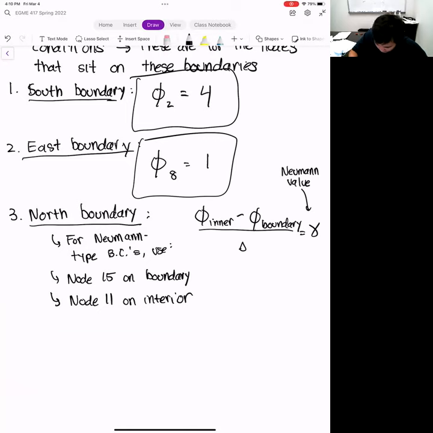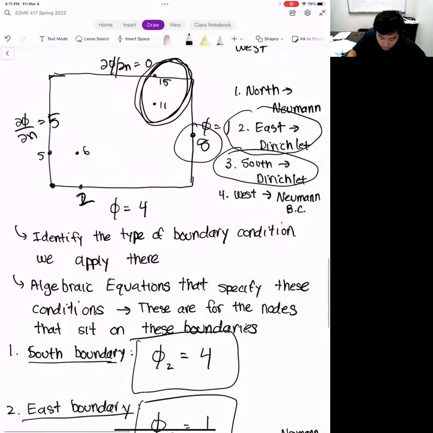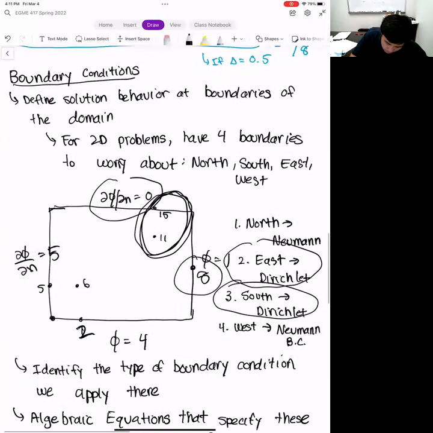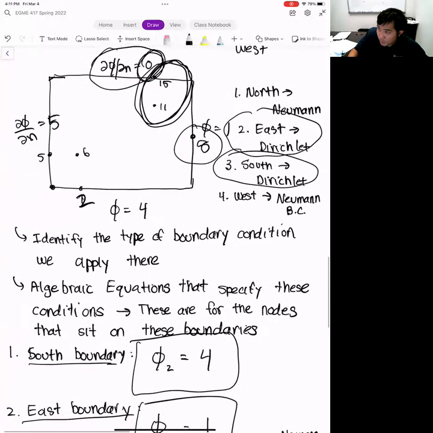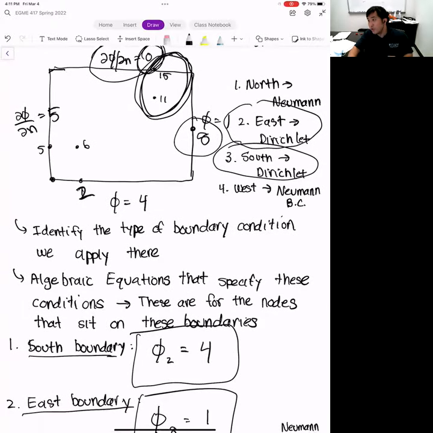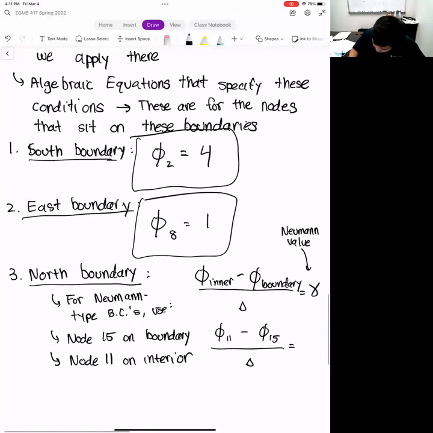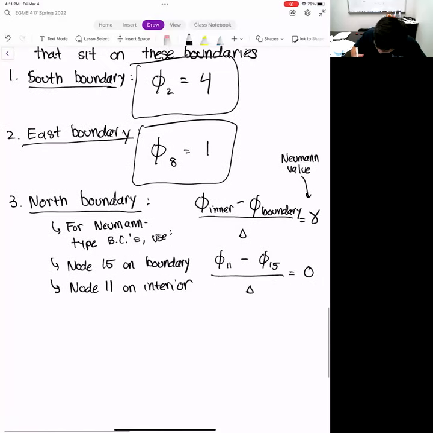So let's go ahead and fill into this equation here. We have phi inner, and phi inner here is going to be phi 11, minus phi boundary. So phi boundary here is going to be phi 15. We divide that by the grid spacing, and this is equal to the Neumann value, which for the top boundary is just going to be 0. When I say Neumann value, that's the value that the problem specifies that we want to set equal to the derivative. And so this is going to be equal to 0.